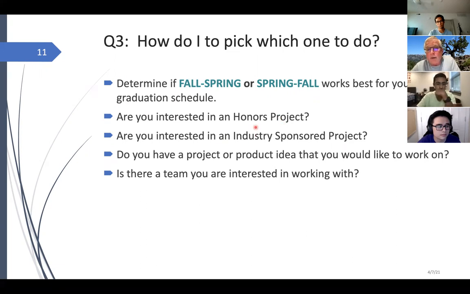Okay, because we don't do those. Do you have a project or a product idea that you'd like to work on? If so, then figure out which one of these will sponsor that for you. And is there a team you're interested in working with? Then you're going to have to meet with your team members and say, geez, should we do it this fall or should we wait till the following spring? You have to figure out whose time is critical on your team.